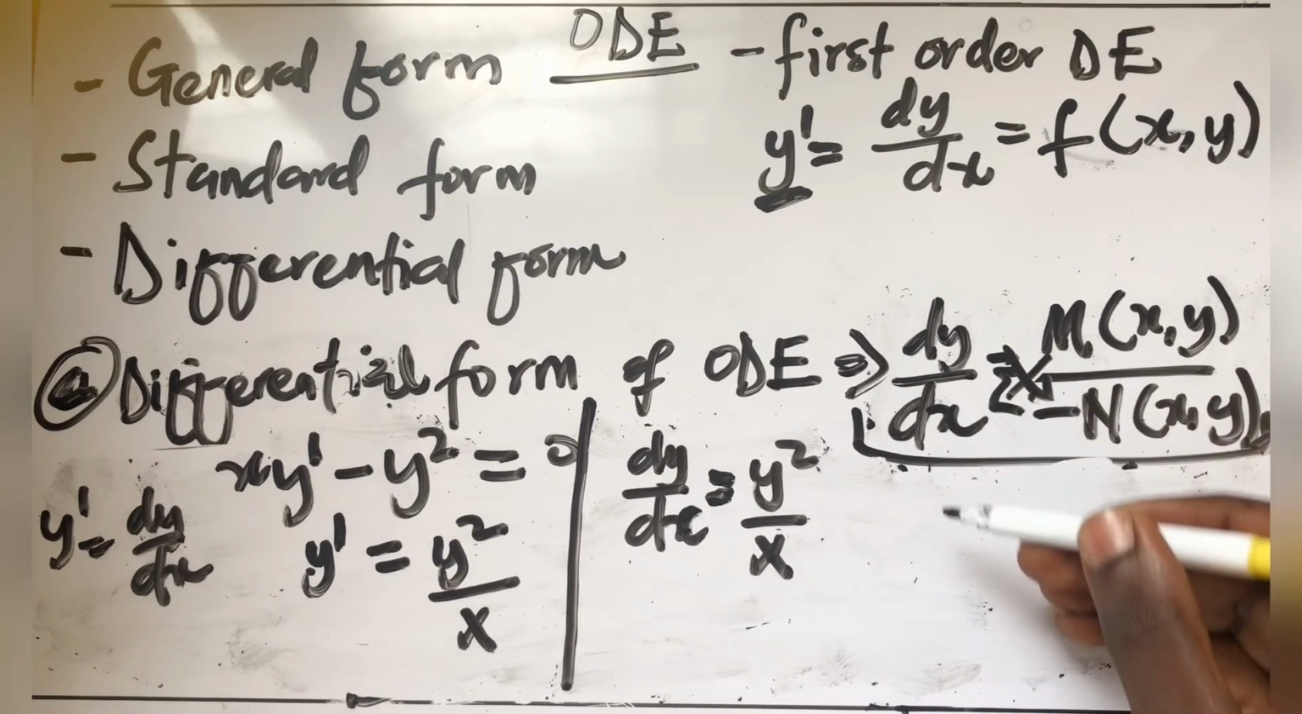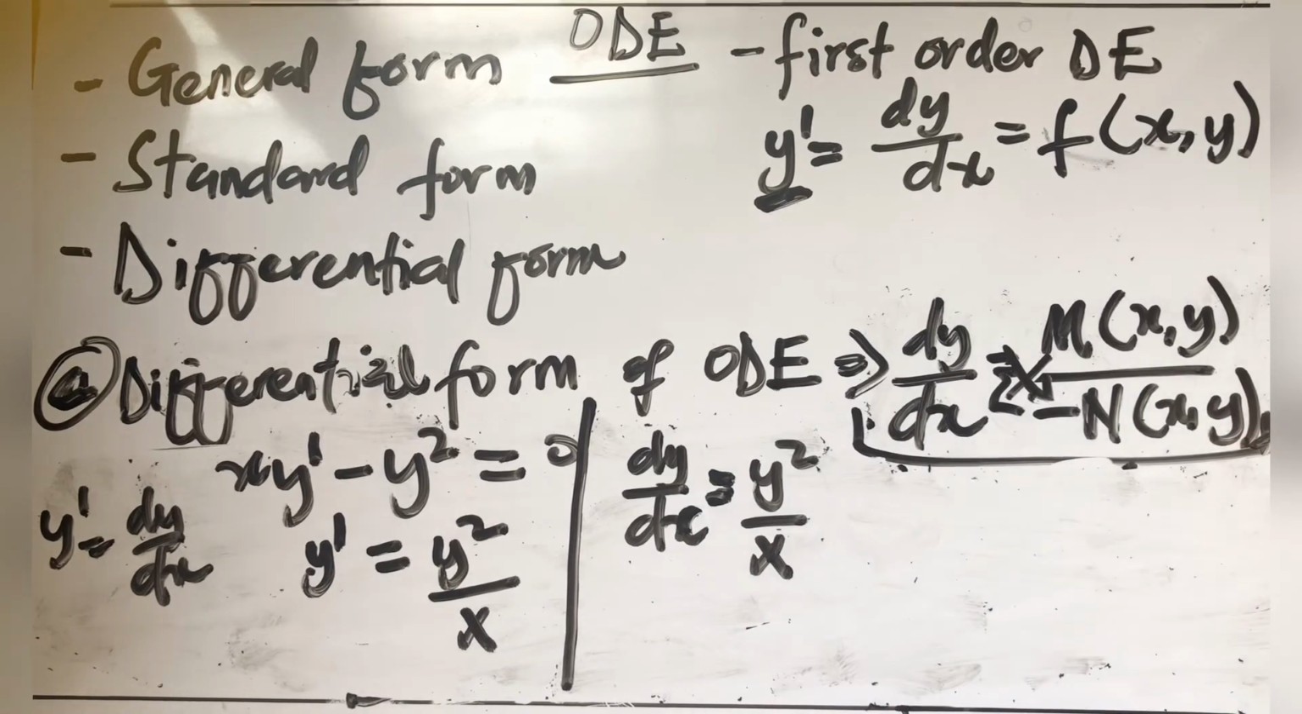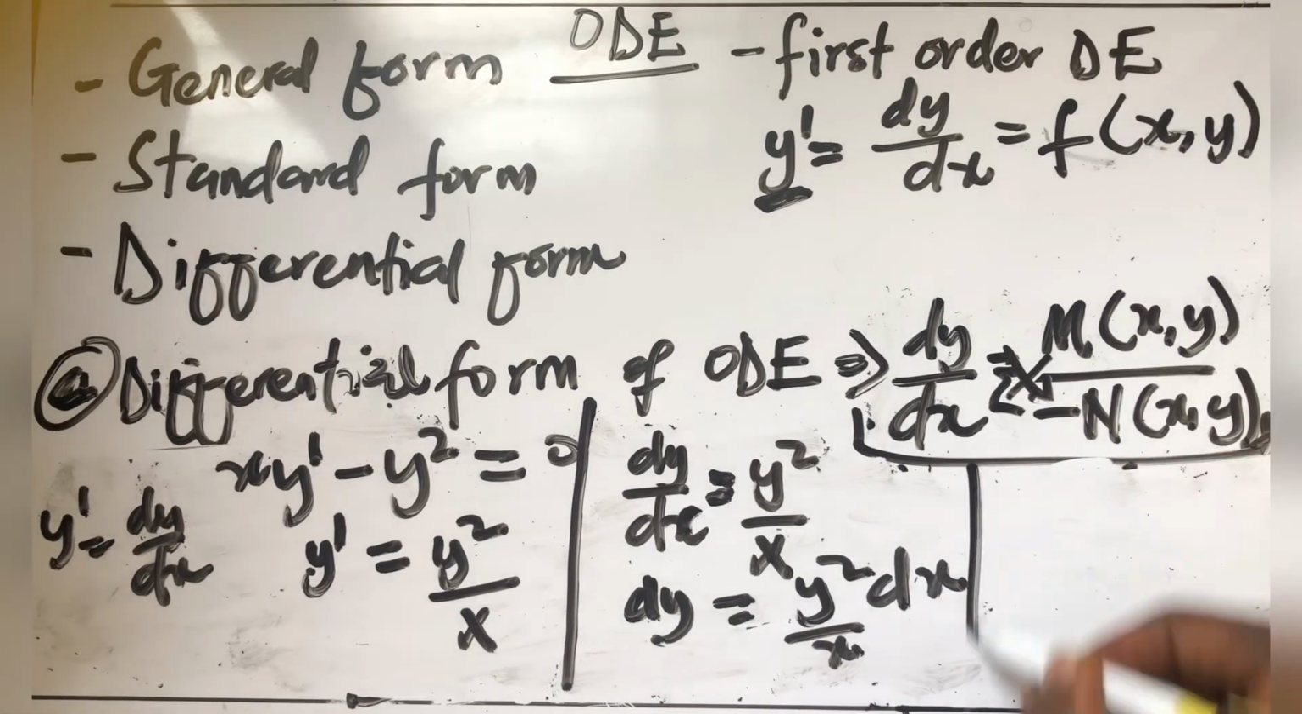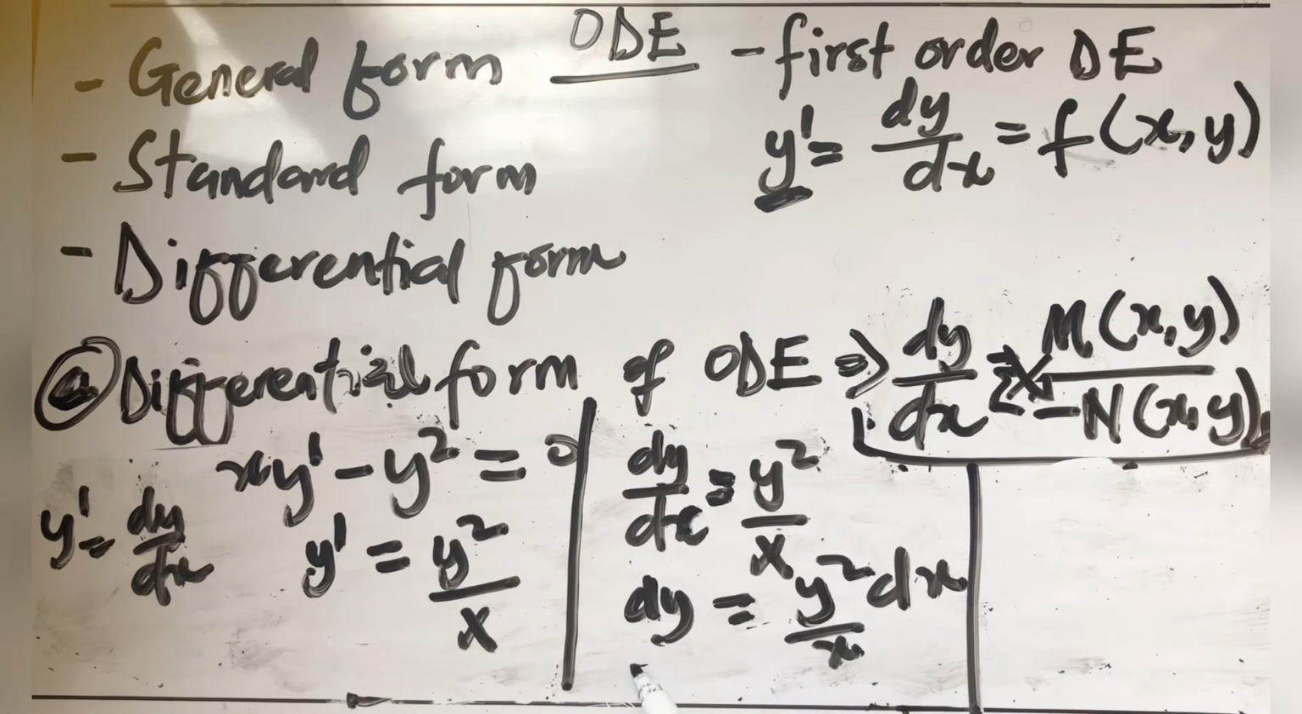Kindly pause the video and try solving it to check whether you could arrive at the exact differential form of the ordinary differential equation. In case you are done, let's solve this together. Grouping the like terms, we have dy equal to y squared on x dx. The same thing applies over here. Just bring this one back to this point.